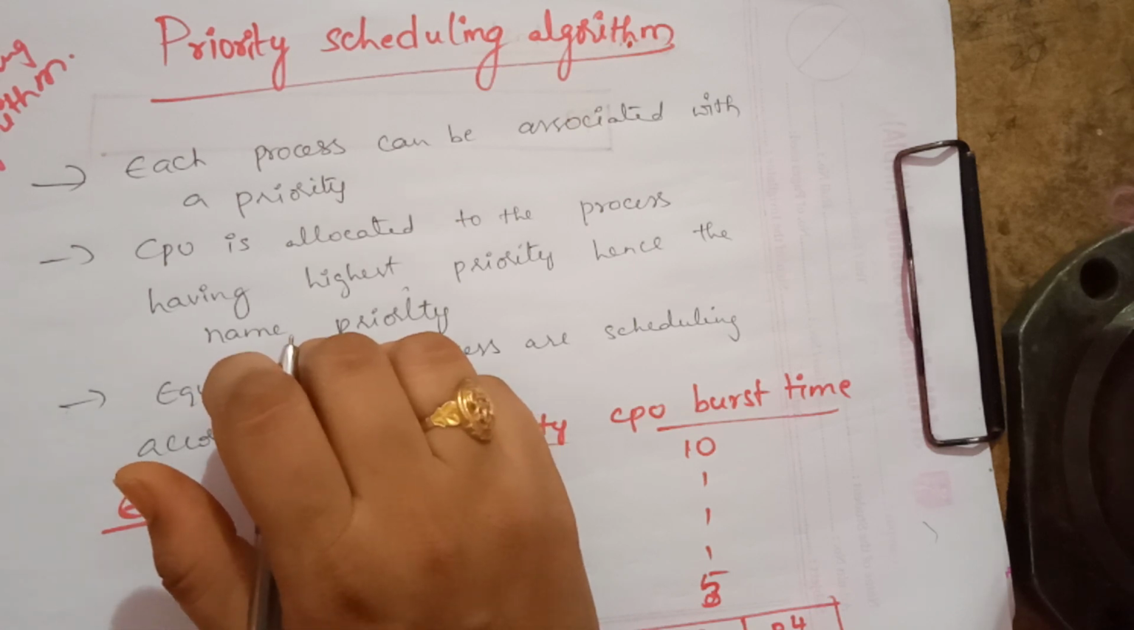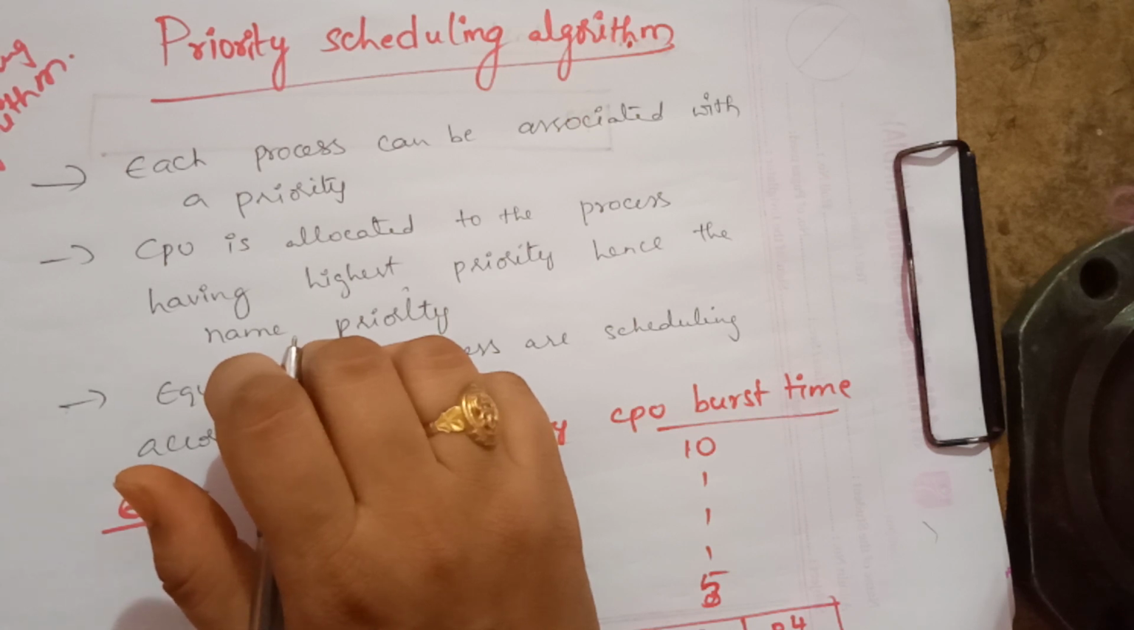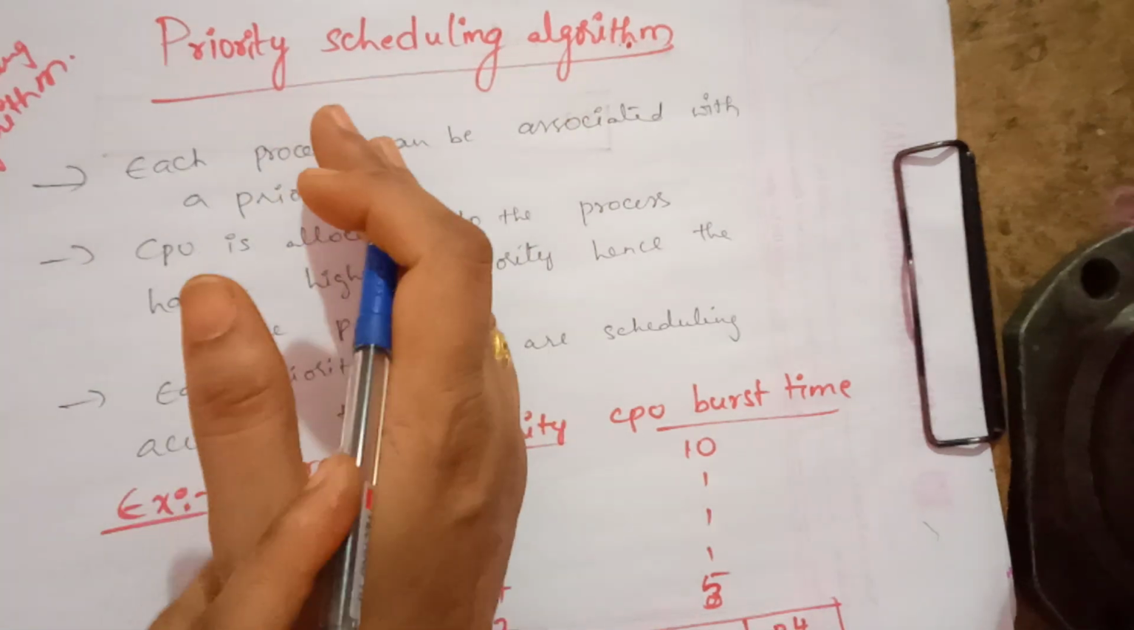And in SJF, we select the process with the shortest CPU burst time, and we allocate the resources to that process. That is the SJF algorithm. Now we are going to see the priority scheduling algorithm.